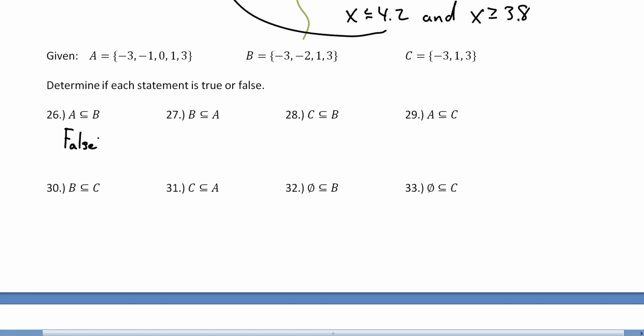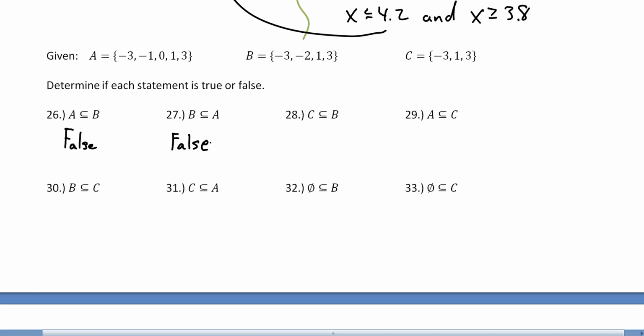When I look at the next one, B is a subset of A, so now all the stuff from B has to be in A. So let's see, I see the -3 is in there, I see the 1 is in there, I see the 3 is in there, but the -2 is missing. So all the stuff that B has is not there, so I can't say that that's a subset, so this one's also false.